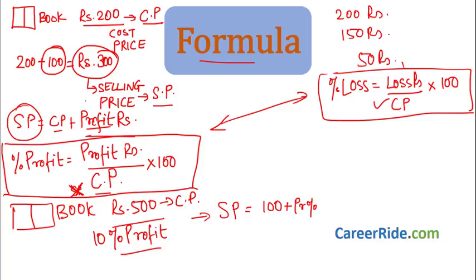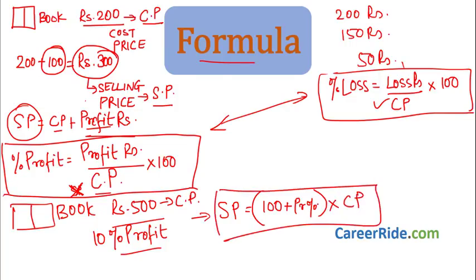We'll solve the example, but the formula is 100 plus profit percent multiplied by cost price. See how easy it was. There was nothing over there. It's just whatever profit percent is there, add 100 to it and multiply by cost price, right?